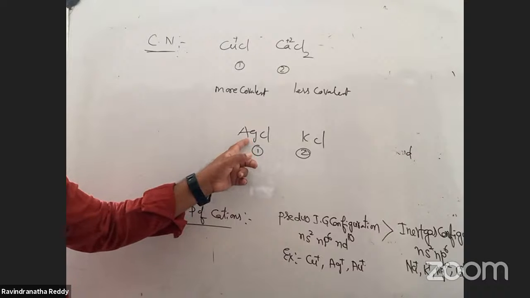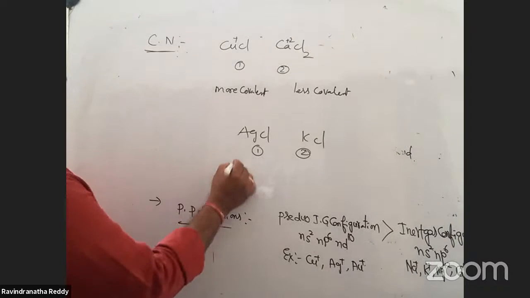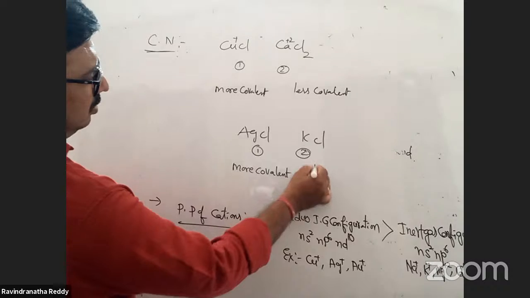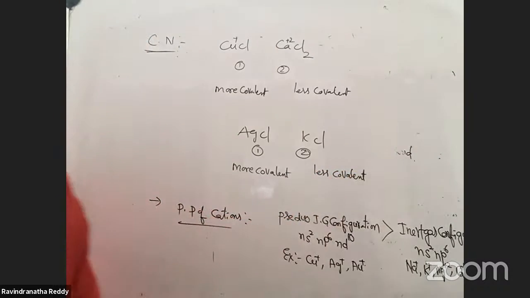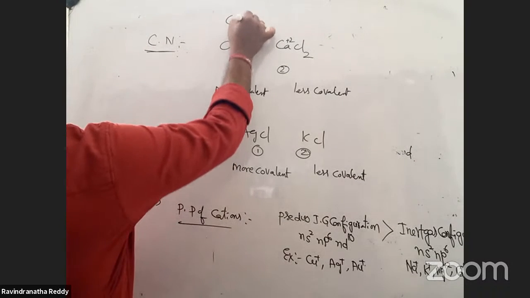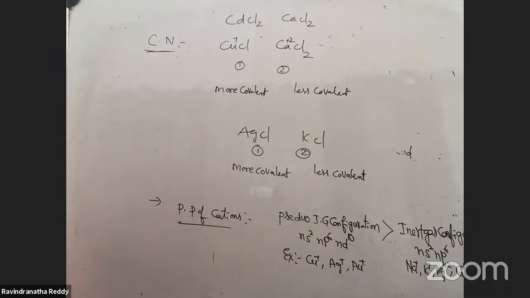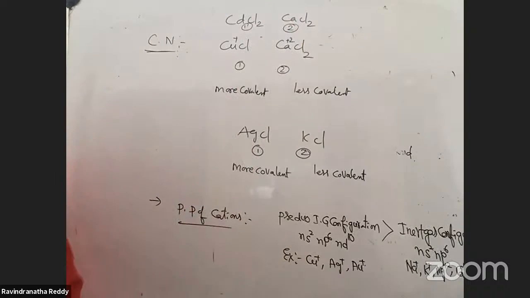Silver chloride, what is the configuration? Pseudo inert gas configuration. So this is more covalent in nature and this one is less covalent. Getting this point? Next, cadmium chloride or calcium chloride. Take cadmium chloride as 1 and calcium chloride as 2, which is more covalent in nature, 1 or 2?